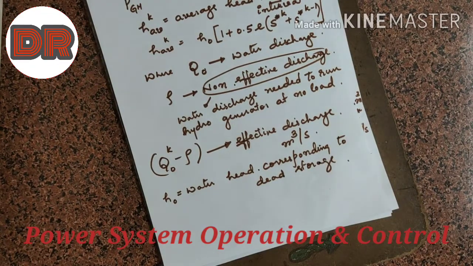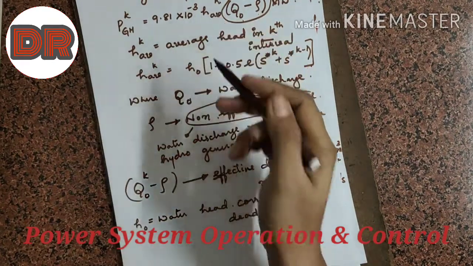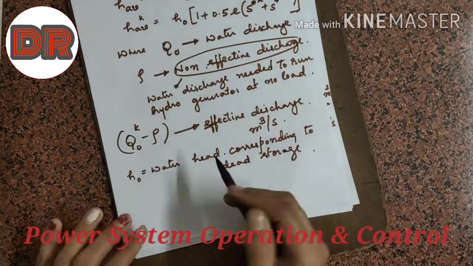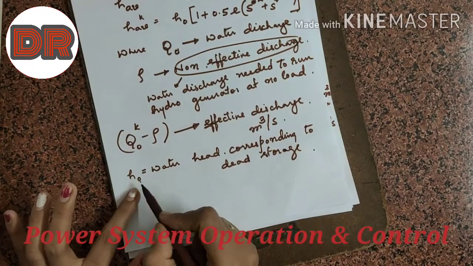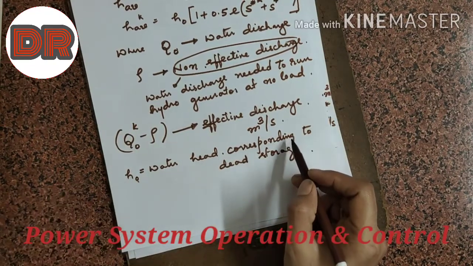So we have considered H average. H average is nothing but the average head in the kth interval. Okay, that is fine. Now what is H0? See, I have not included this term in the equation. Later we'll do that. Before that, we'll understand what H0 is. H0 is nothing but the water head corresponding to dead storage.